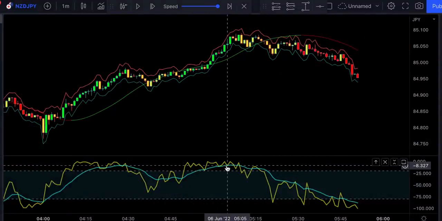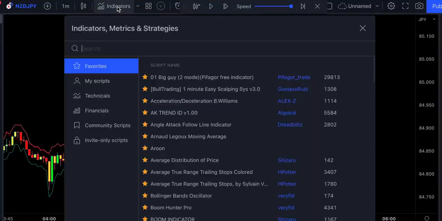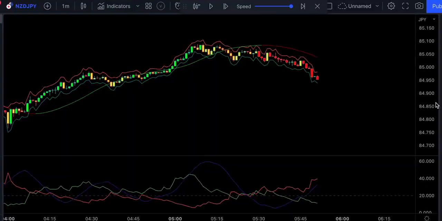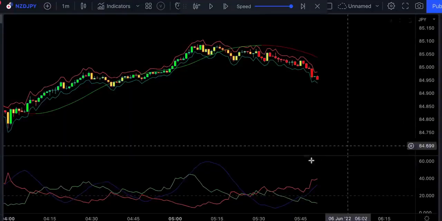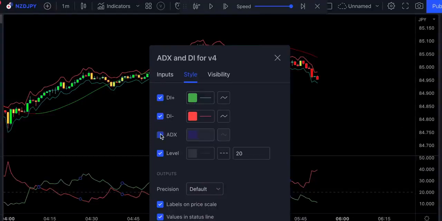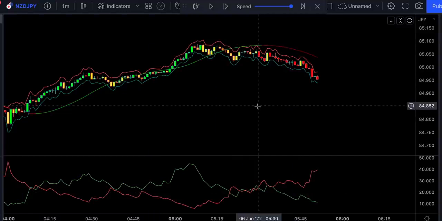we're going to replace it with another indicator, which is called ADX. This one by Beikabu Oyaji. Okay, now we need to make some minor adjustments. So first, let's get rid of this ADX and this 20 level. Okay, the strategy is complete. Let's get into the trading rules.